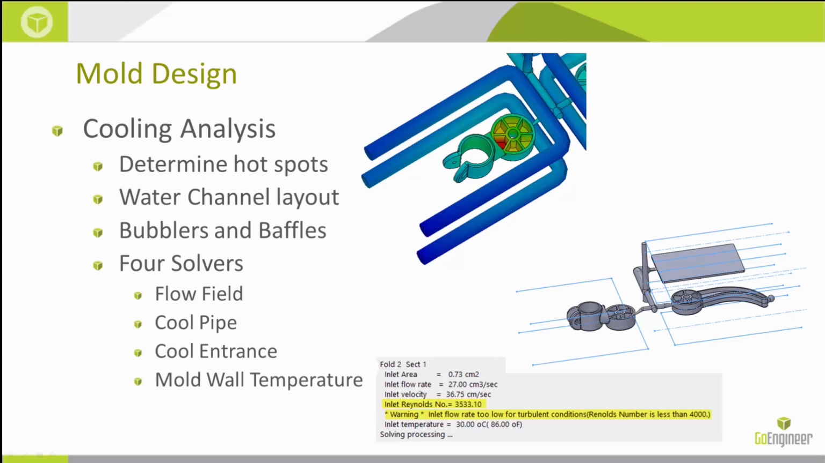And then the last one is mold wall temperature. You can assign a mold wall temperature to certain areas on the part. So if you know you have an area in the mold that's hot, you can assign a mold wall temperature at that area. There are no cooling lines that are solved for. You're just assigning a constant temperature to that area.